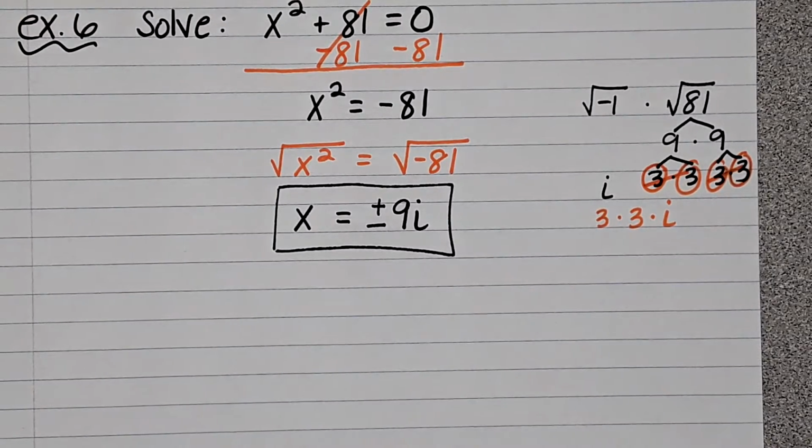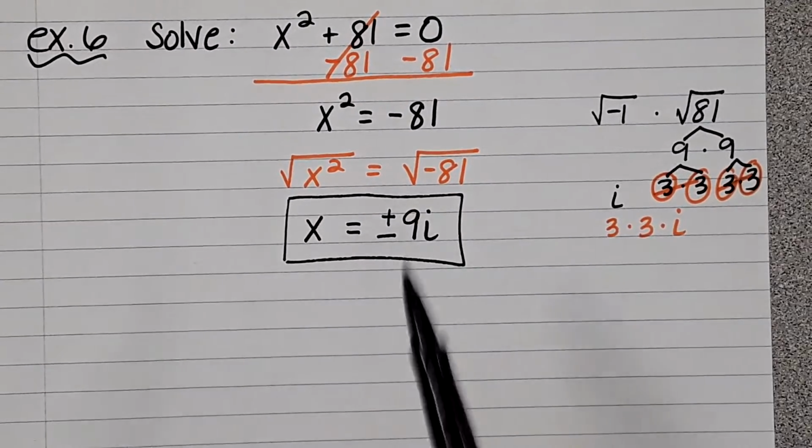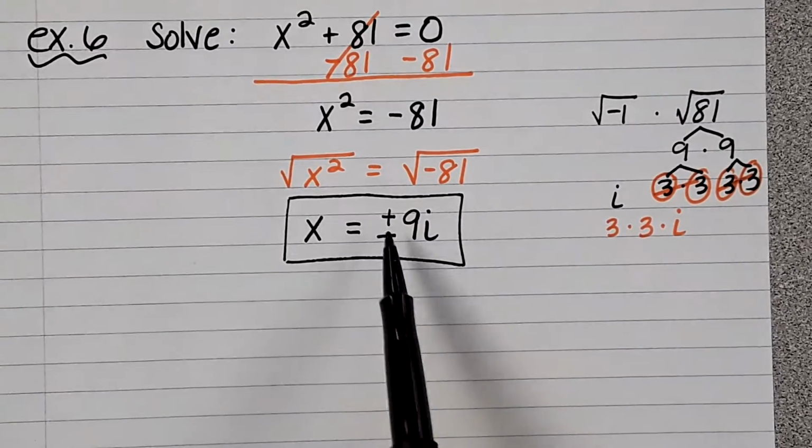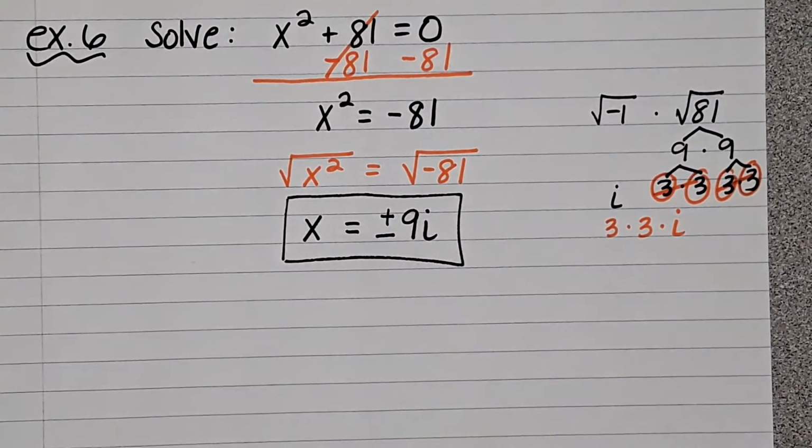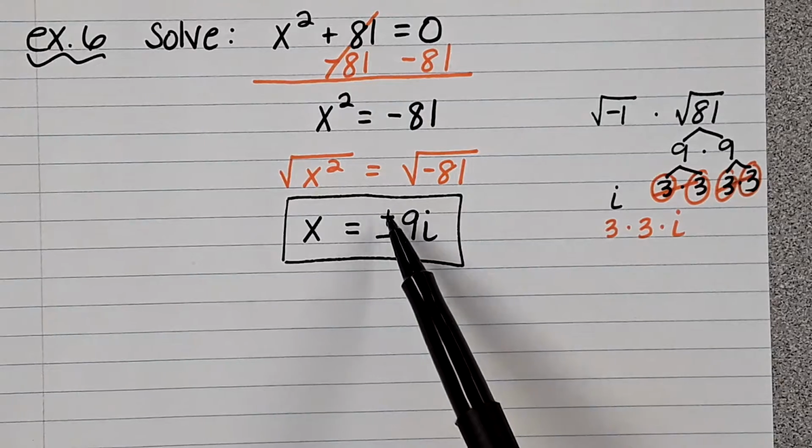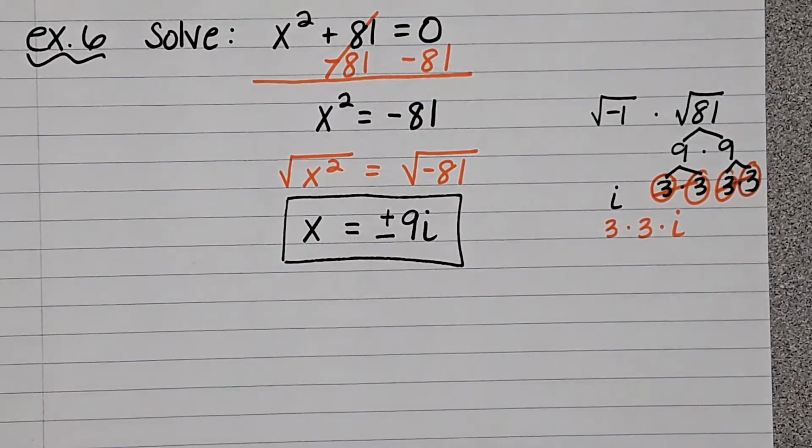So when you solve for an x squared, you're always going to have two answers because it's squared. Again, I just want to point out, you can write it as 9i, negative 9i, or you can just write plus or minus.